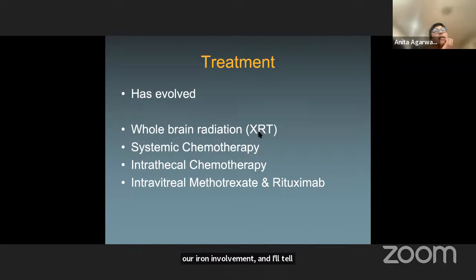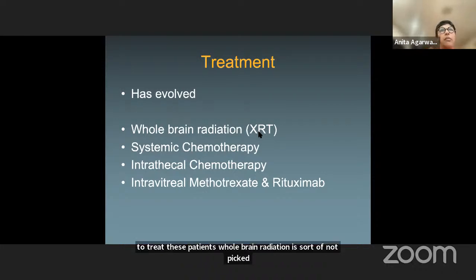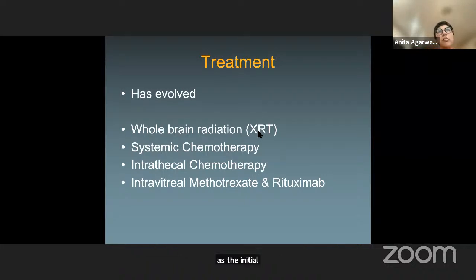At the moment, we have whole brain radiation, systemic chemotherapy, intrathecal chemotherapy, and intravitreal methotrexate and rituximab as all modalities to treat these patients. Whole brain radiation is not picked as the initial treatment now, given that the recurrence rates are a little bit higher with that. Systemic chemotherapy with or without intrathecal chemotherapy, if it's just in the brain, and intravitreal methotrexate in addition to systemic chemotherapy is the treatment of choice.